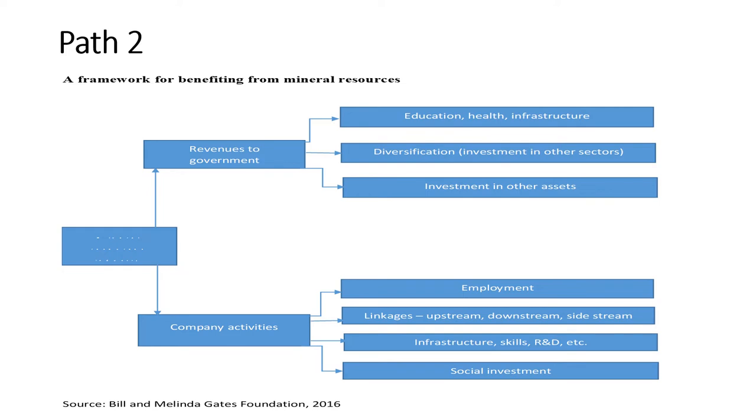The other avenue is using company activities. The companies, through employment, through linkages upstream, downstream, and sidestream activities, infrastructure, skills, R&D, and so on, all these are used by the mine itself and other sectors of the economy. And then, of course, social investment, which the companies themselves invest in communities. So these are the ways through which mineral resources benefit the economies, and deliberate actions must be taken for each one of them.